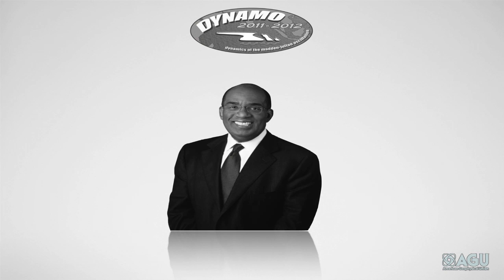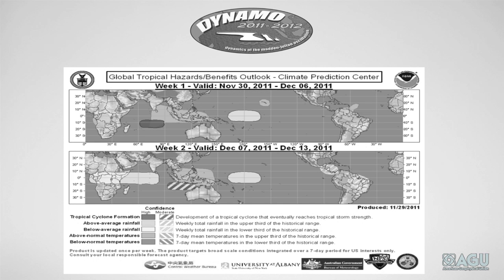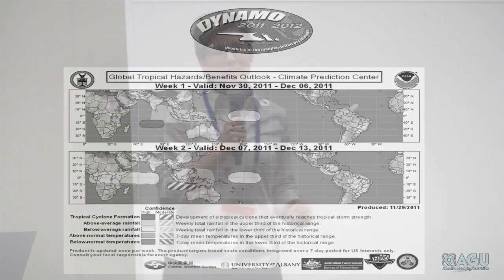So one of them, again, that Vidal mentioned was called DYNAMO. It stands for the Dynamics of the Madden-Julian Oscillation. I know it sounds like a mouthful, but it's essentially looking at climate and weather prediction. So it wasn't necessarily Al Roker's thing, but it's looking at something like the El Nino that happens in the Indian Ocean, and it has reverberating effects on different climate and weather all over the world.